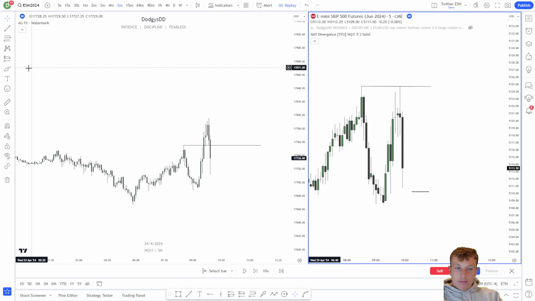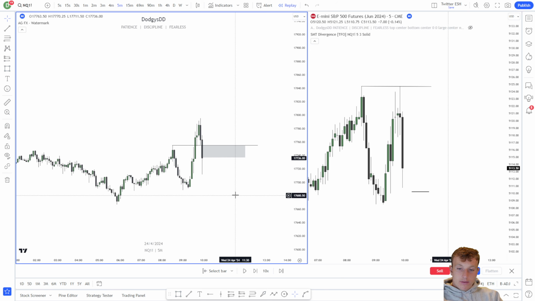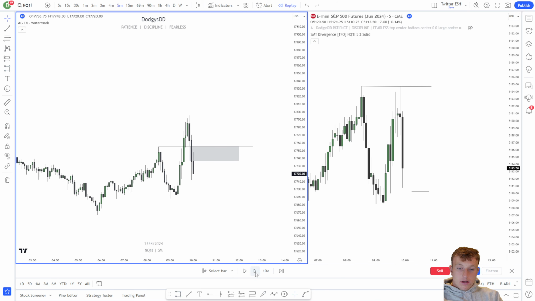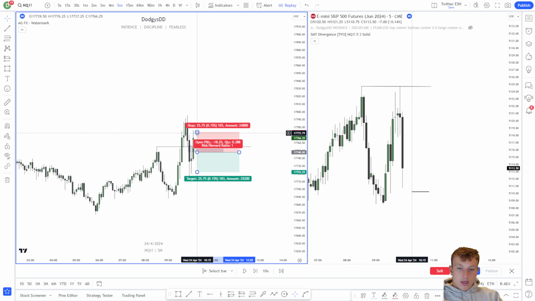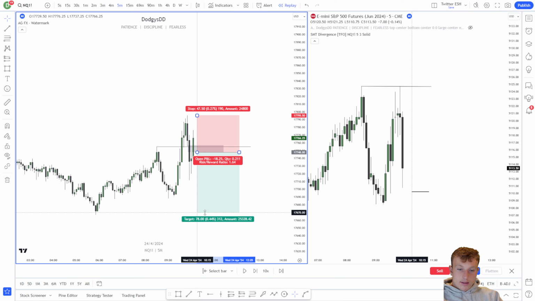We dumped. We got a big fair value gap. Here's where, honestly, I would look for a short in this fair value gap. So we form a fair value gap there, and you'd short this because of the SMT, and your stop would be above the high, and then you target the lows.